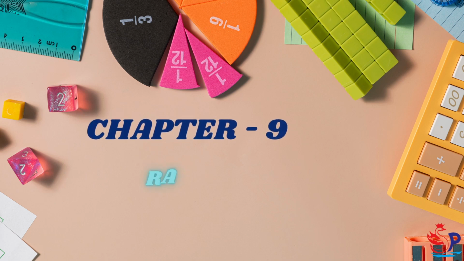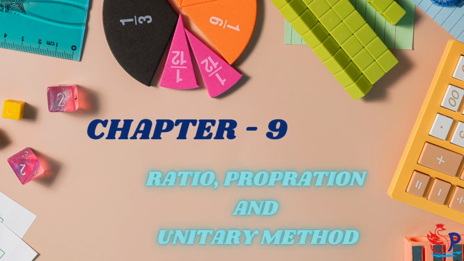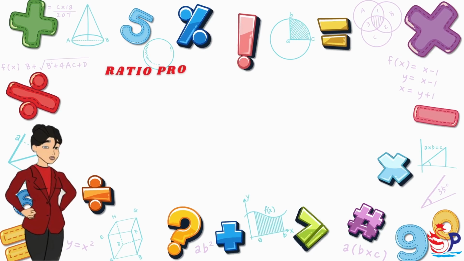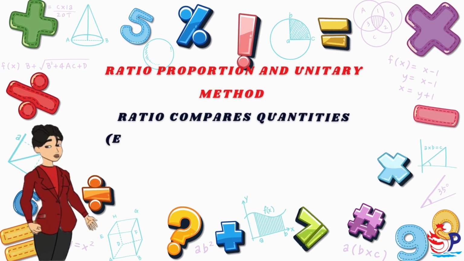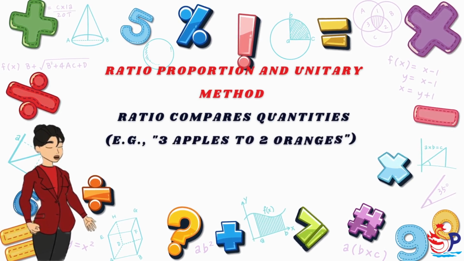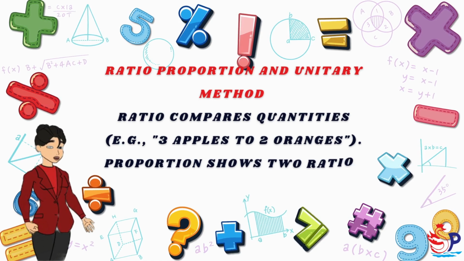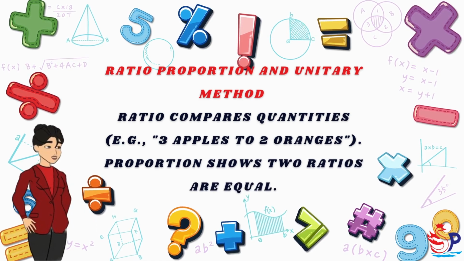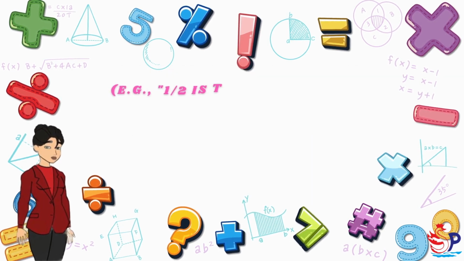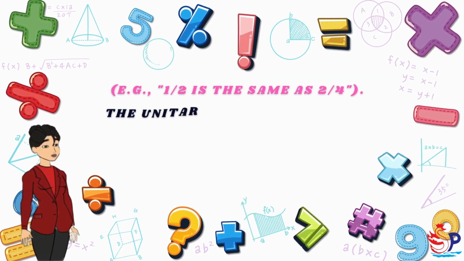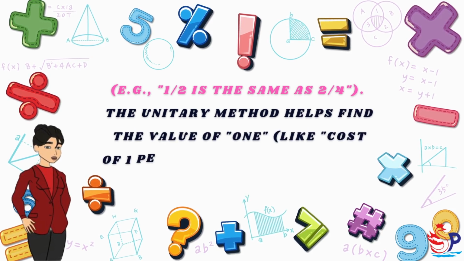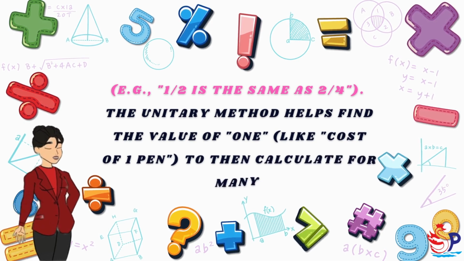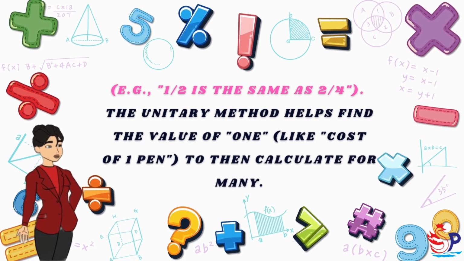Chapter 9. Ratio, Proportion and Unitary Method. What is ratio, proportion, and unitary method? Ratio compares quantities. Example, 3 apples to 2 oranges. Proportion shows two ratios are equal. Example, 1 by 2 is the same as 2 by 4. The unitary method helps find the value of 1, like the cost of 1 pen, to then calculate for many.